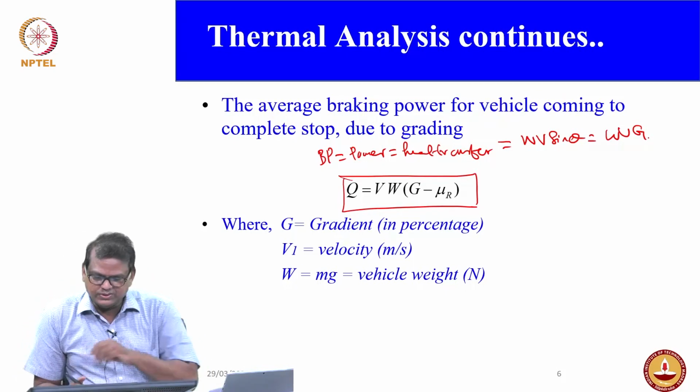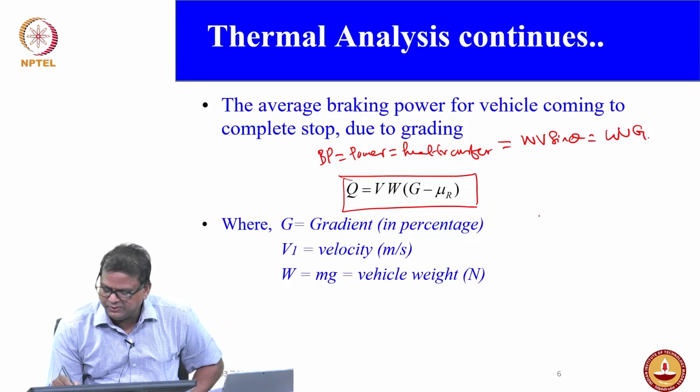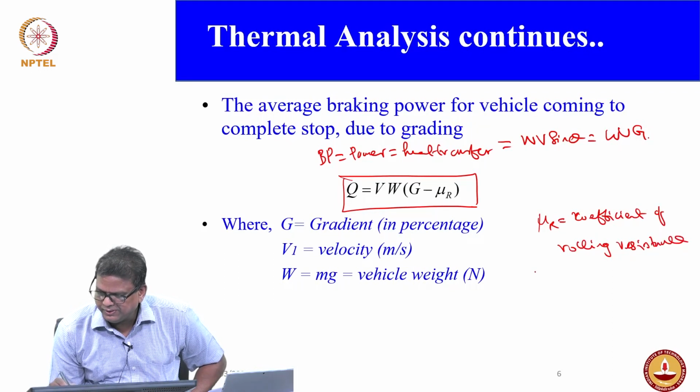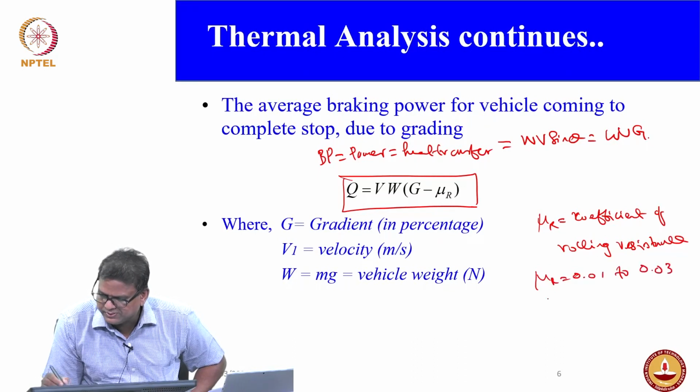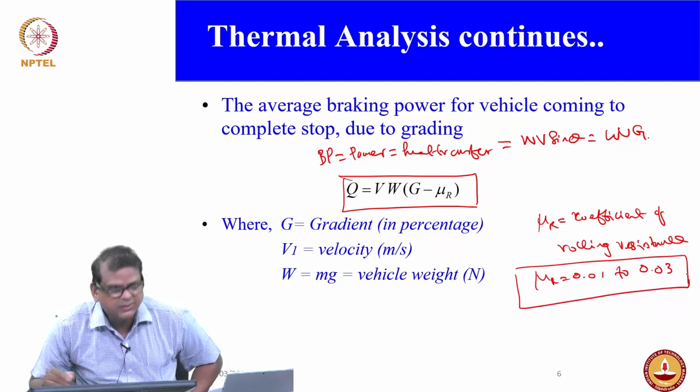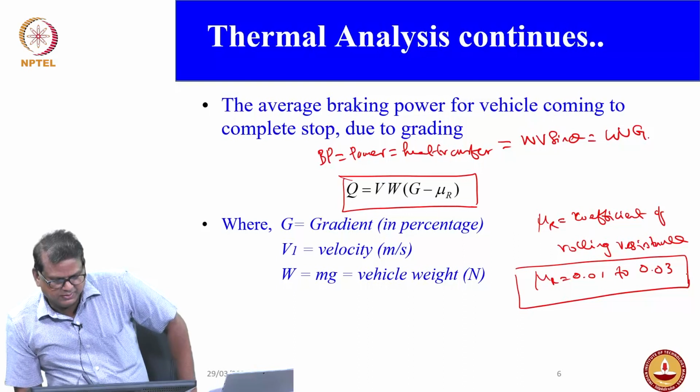I am sure you know what mu r is. Mu r is nothing but the coefficient of rolling resistance. Typically mu r varies from 0.01 to 0.03. So this is the standard value you will expect for rolling resistance. Okay.